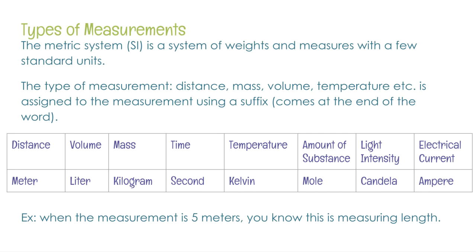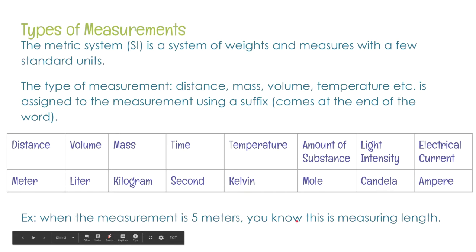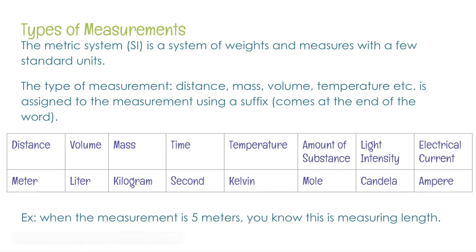The suffix in the metric system for measurements is going to tell you what's being measured. If you were to measure 5 meters, you know that this is measuring length or distance. If I said 500 Kelvin, you would know I was measuring temperature. If I said 800 seconds, you'd know I was measuring time.